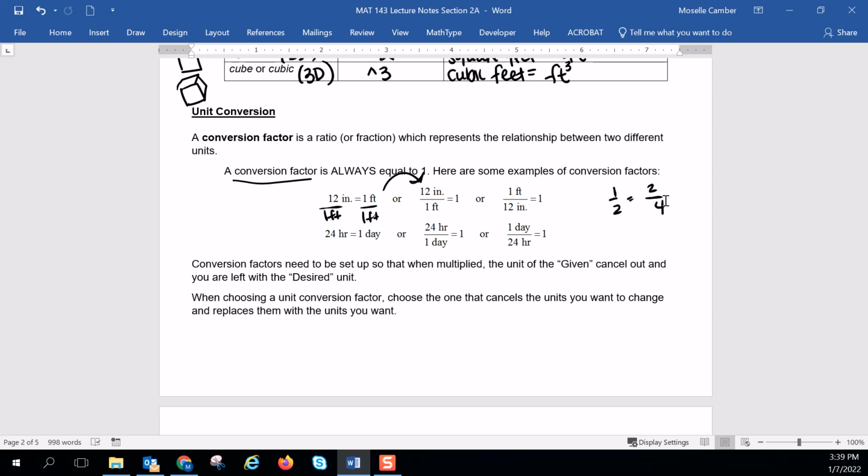Okay, so the way we're going to put these, sometimes it's better to have the inches on top, sometimes it's better to have inches on bottom. And to figure out what we need, we want to set it up so that the ones we don't want are going to cancel out, and the units that we do want are going to stay there. So there's a couple different ways to do this.